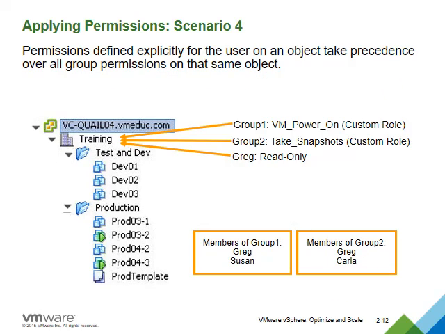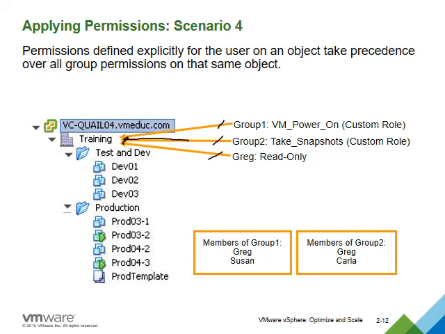All right, scenario 4. Permissions defined explicitly for the user on an object take precedence over all group permissions on that same object. And here you'll notice we have 3 permissions that are assigned to the training data center: group 1, group 2, and Greg, all on this training data center.